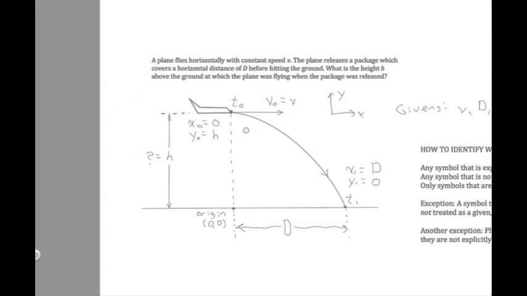Now, immediately after that instant, the velocity will start changing as gravity curves the path downwards. But at the instant the package is released, it'll still be moving at the same speed and direction as the plane was. So it is correct to apply this information about the plane to the initial velocity of the package. And that's a thought process that you'll often need to use on projectile motion problems when one object is released from another.